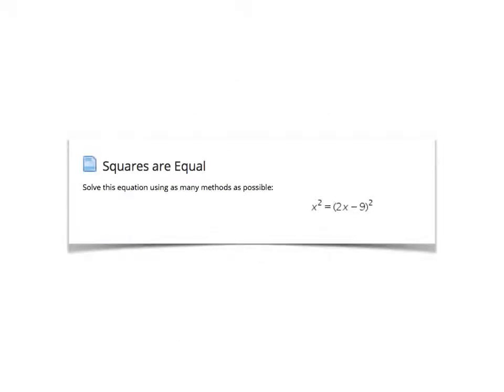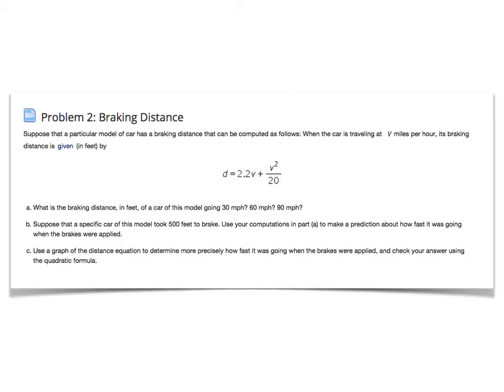So the first problem is pretty straightforward. Squares are equal. The idea here is, like I said, to get students thinking about what this really means. Students could potentially solve this by graphing, by substitution, by making a data table. Lots of ways to go about this, so this hopefully will promote those problem solving skills for students.